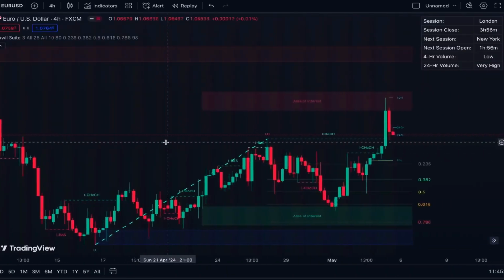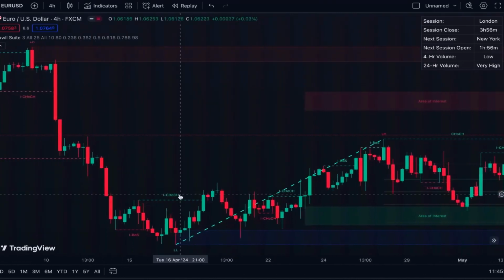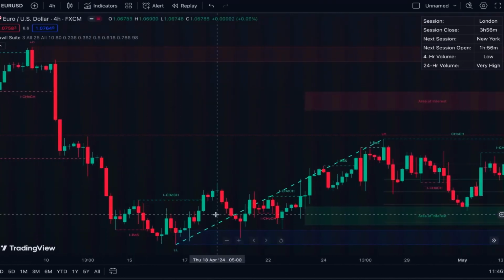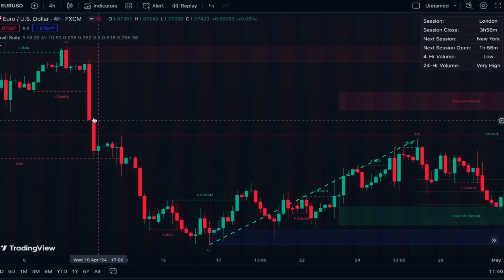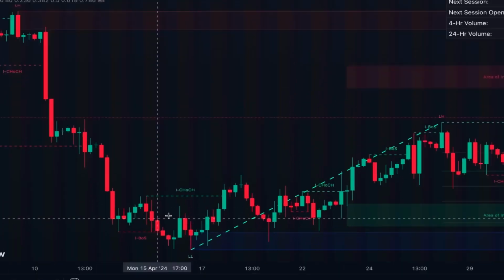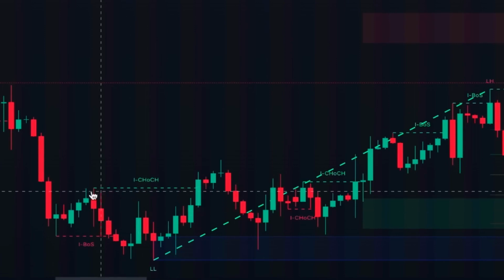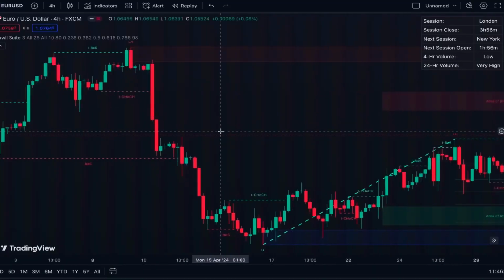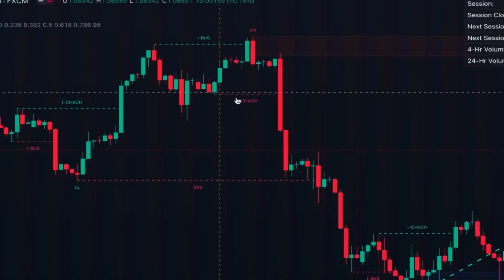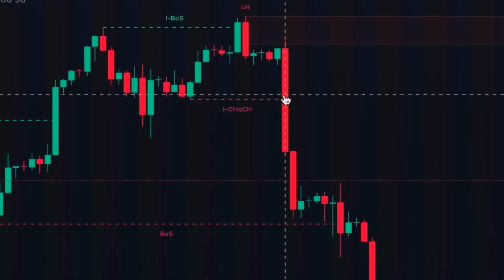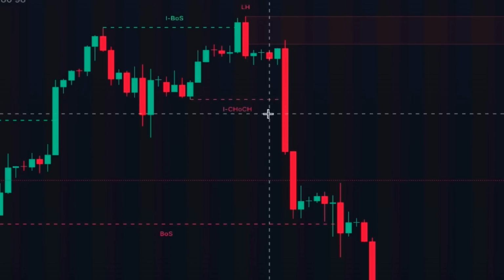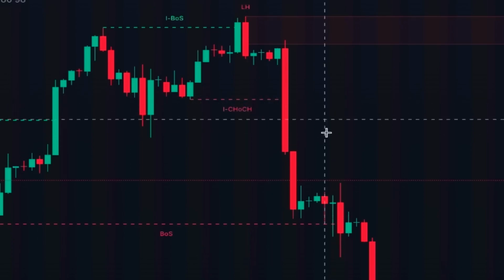And change of character, which is shown by CHOCH, is actually when we get a reversal in the market. For example, here the price is declining in a downtrend, and when the last lower high is broken, in other words the price breaks above the last lower high, this is change of character, and this shows that probably the market is turning to an uptrend. And similarly, when the price is advancing, when the last higher low is broken, in other words the price closes below the last higher low, this is change of character, and this is a sign that probably the price turned to a downtrend.